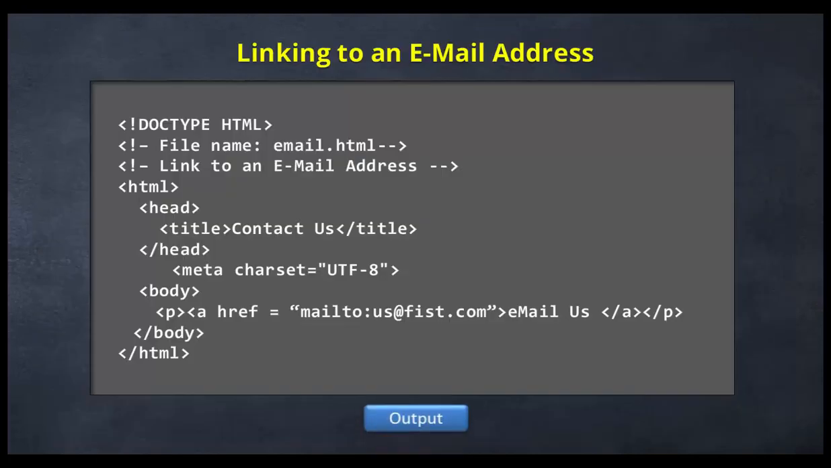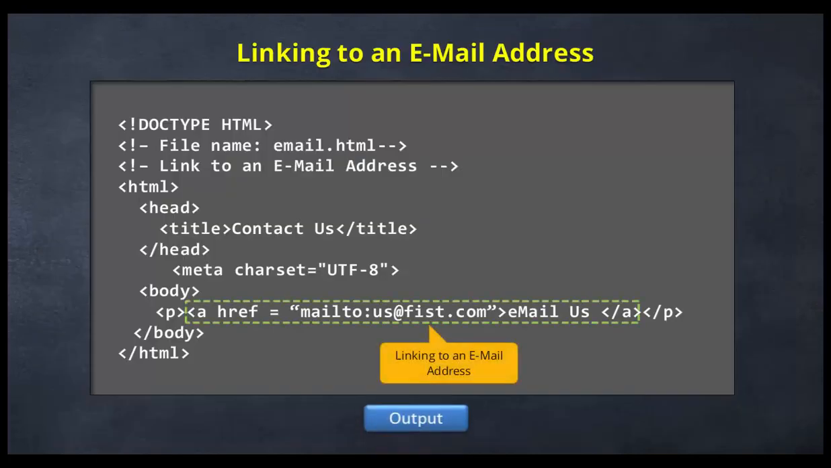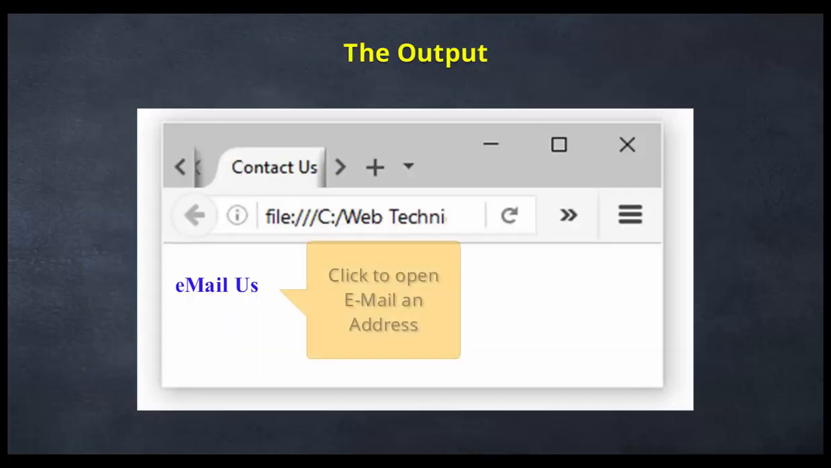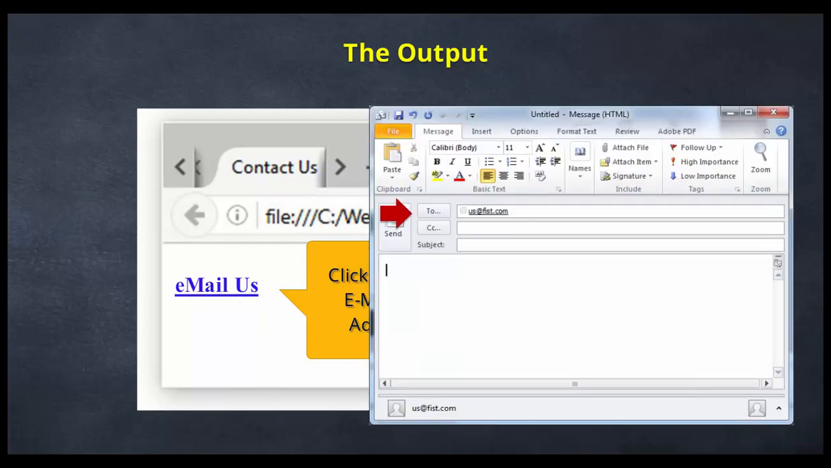The anchor element, A, can be used to create email links or mailto links. Click at the Output button to display the output. The mailto link, when clicked, opens the user's default email program or software. A new email page is created with the address of the name specified on the link filled in by default, and enables the user to write an email message to the linked address.